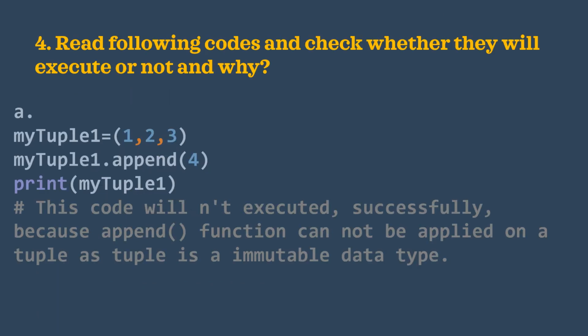Now read the following codes and check whether they will execute or not and why. The code is like this. my_tuple1 is a tuple with values 1, 2, 3, and my_tuple1.append(4). That means we want to append one value to the tuple and print my_tuple1. But actually this code will not get executed. It will throw an error. Why? Because the append function cannot be applied on a tuple, as a tuple is an immutable data type. So we cannot append any value to a tuple. So this is not possible.